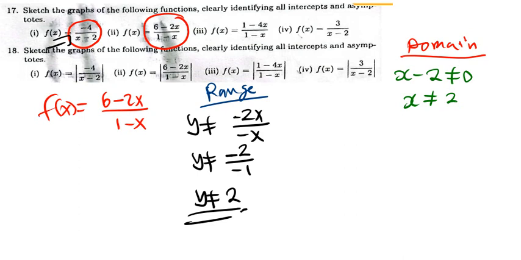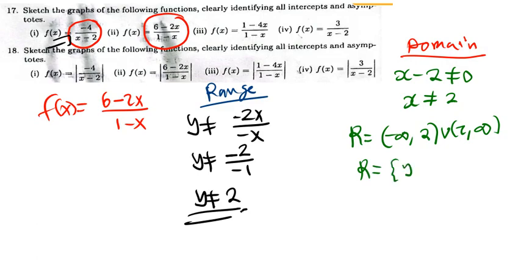So the range, like I said, is negative infinity to 2, not included, and 2, not included, to positive infinity. Or you can put the range in set builder notation. So you say y is such that y is not equal to 2, but y should be a member of the real numbers. As simple as that.